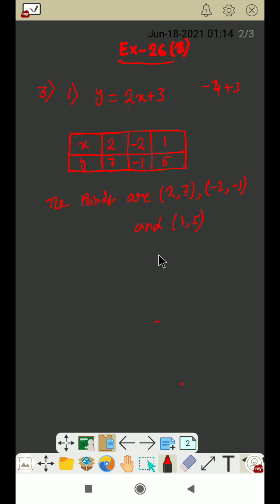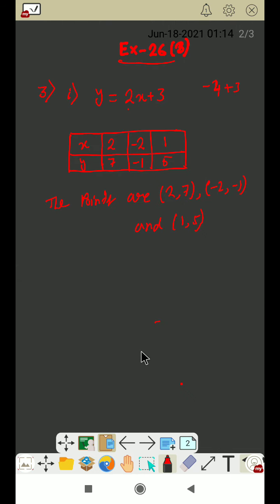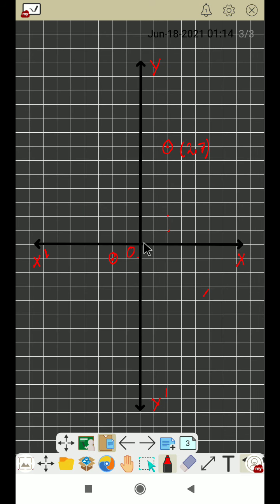Now the next point is minus 2 comma minus 1. For minus 2 you have to go in the negative direction of the x-axis, that is 1, 2, and for minus 1, this point. Now next is 1 comma 5. Now 1, this is the positive direction of the x-axis, this is 1. Now you have to go 5 units in the positive direction of the y-axis, 1 2 3 4 5. So this point is 1 comma 5. Now you have to join the points.